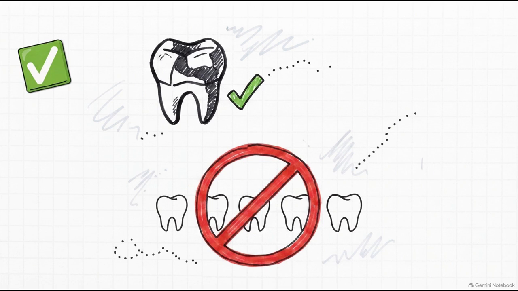You count the distinct surfaces treated, in this example 2, and select the single multi-surface code that matches that count. This strict rule preserves the integrity of the coding system and makes sure we get accurate reimbursement without artificially inflating a claim with a bunch of single-surface codes.